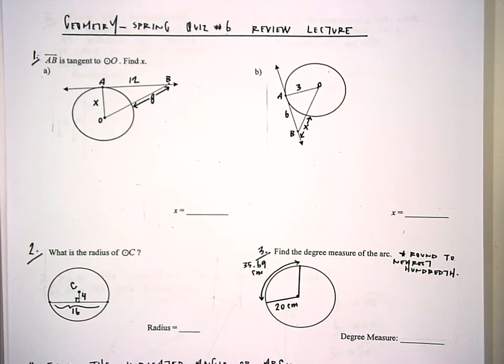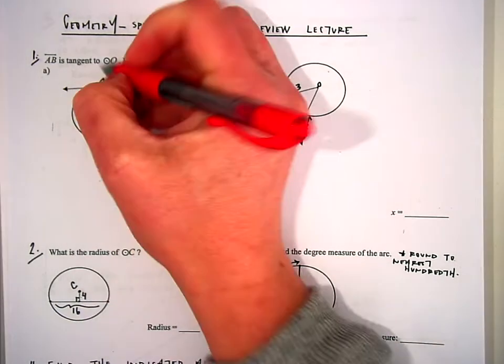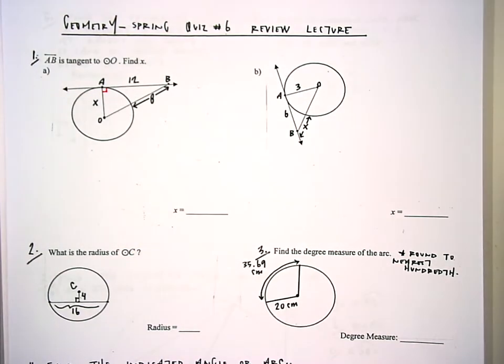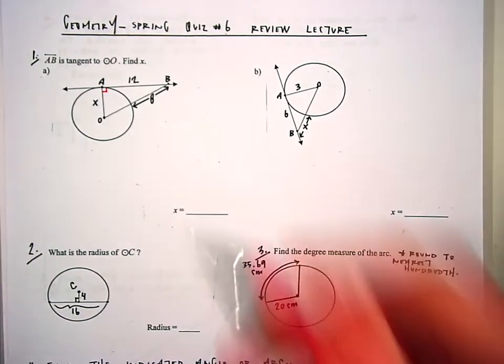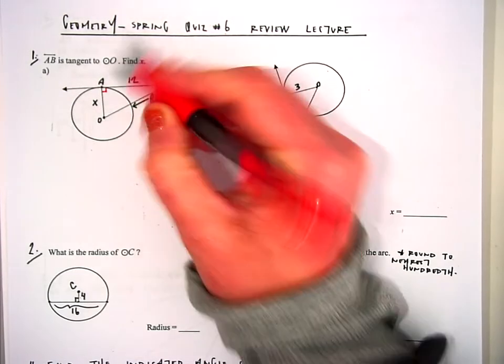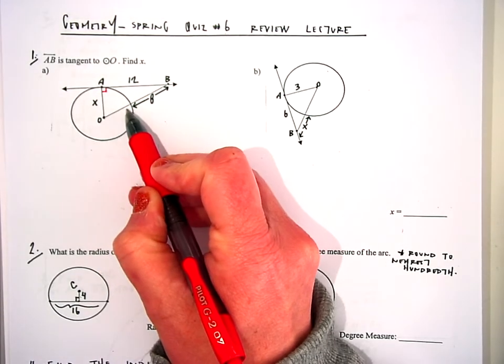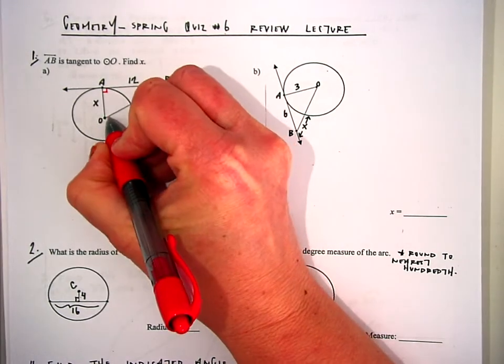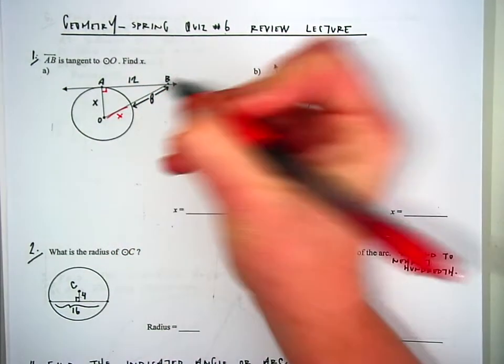So first up, I'm looking at my diagram, and I see that I have a tangent and I have a radius. So I know that they are perpendicular, so I know I have a right triangle right there. I also know that this part of it is x, so this part right here must also be x because that is also a radius. So right here, let me fill that in as x as well.